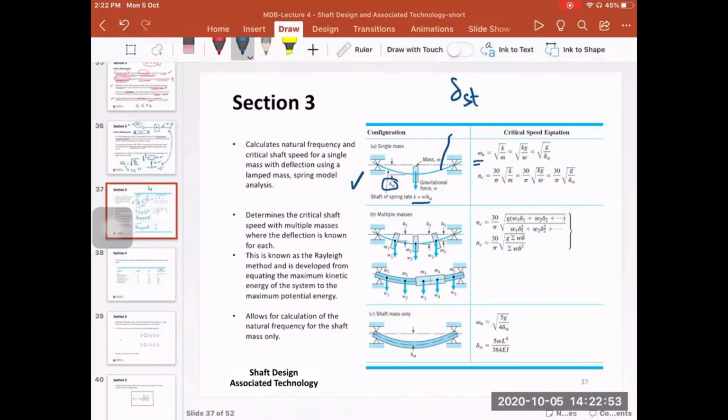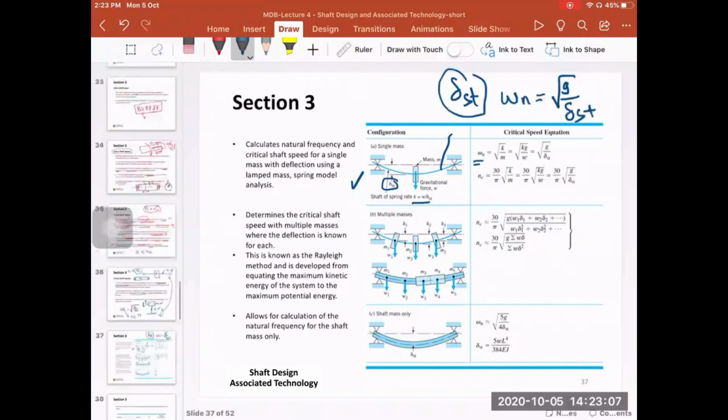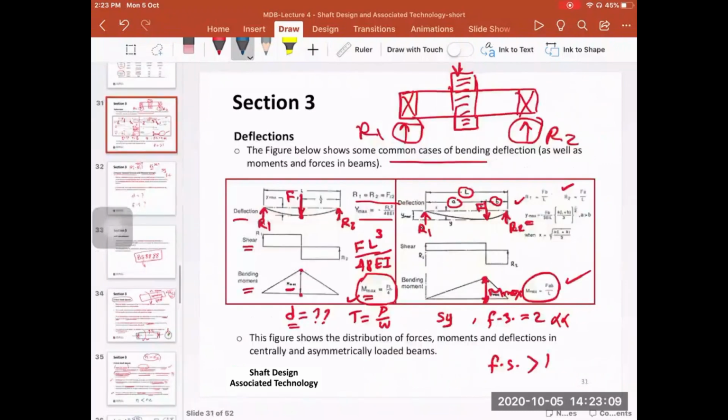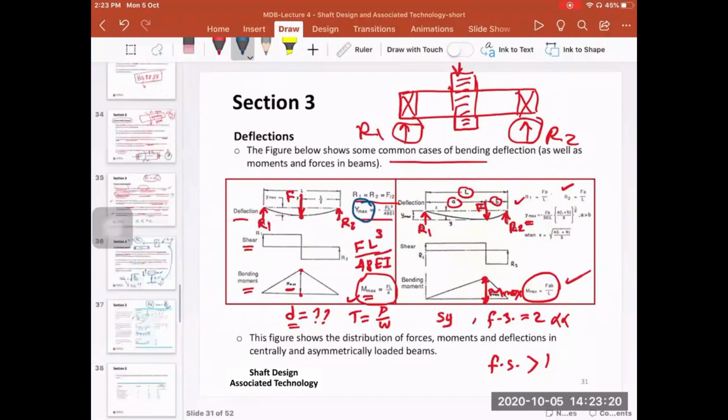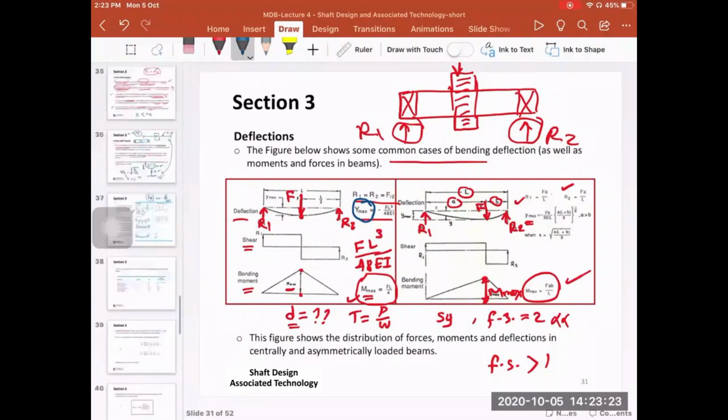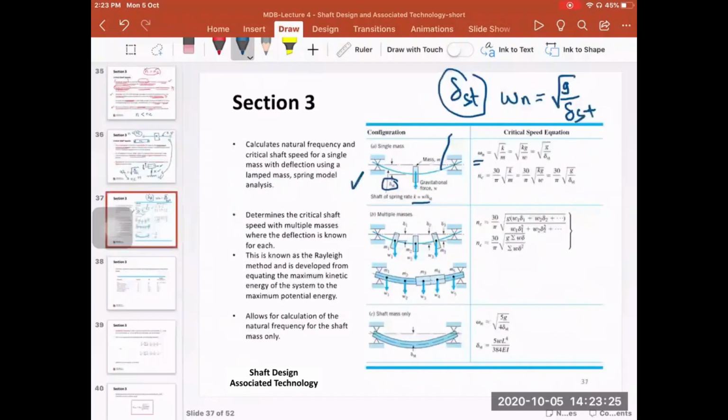There is some derivation that eventually tells you that in this case, the natural frequency is equal to root g divided by delta static. Delta static here means, let me just go back to this slide for a moment. You see here, we've just calculated Y max from this slide. So it is the same. This Y max is the delta static that we are talking about. It is the maximum deflection in the center of the shaft.